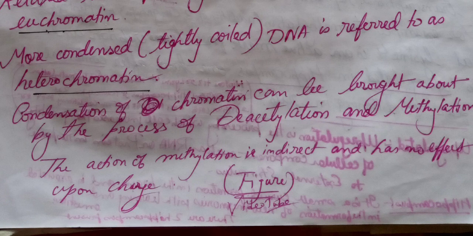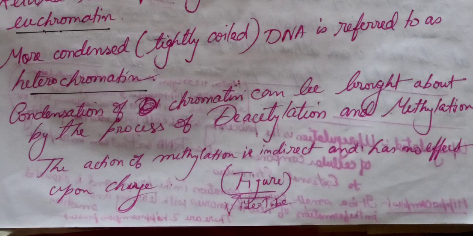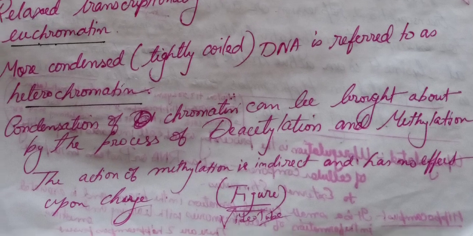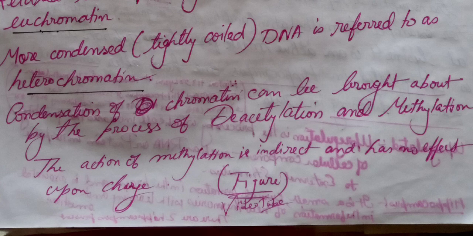Condensation of chromatin can be brought about by the process of deacetylation and methylation also. This condensation means from euchromatin to heterochromatin. This can be brought about by deacetylation as carried out by the deacetylase enzyme, histone deacetylase, and by methylation also, condensation of chromatin can be done.